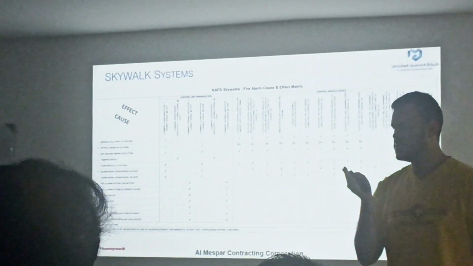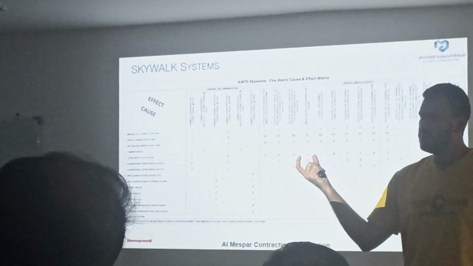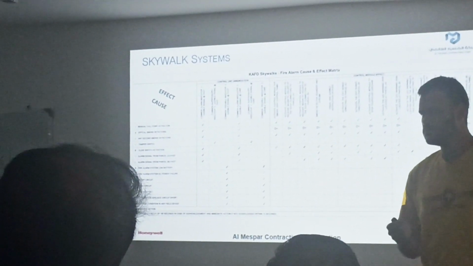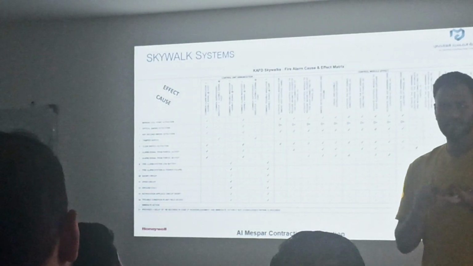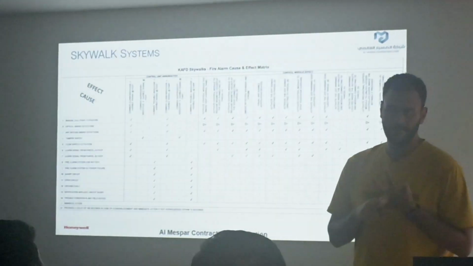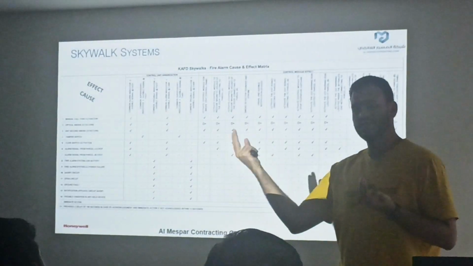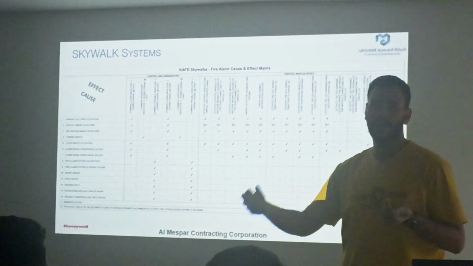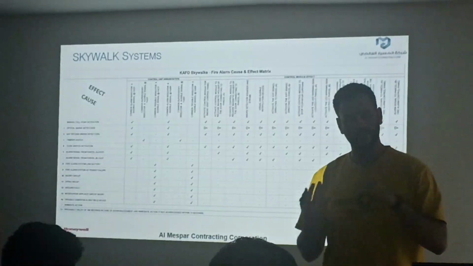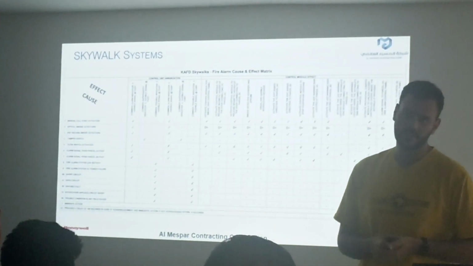For example, building 111. I have the system there. I install 2 modules there: 1 control module, 1 monitor module. The control module will give signal to the skywalk when there is fire inside the building. And the monitor module will receive signal from the skywalk if there is fire inside the skywalk.